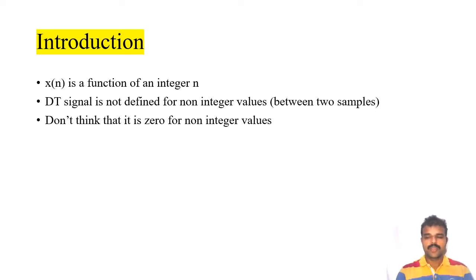For instance, we know the value of x of n at n is equal to 2 as well as n is equal to 3. However, we don't know what the value of the signal is at say 2.1 or 2.7 or 2.5 or any other point in between 2 and 3, correct? So x of n is a function of an integer n. So if non-integer values of n are given, we don't know what it is. The function is not defined. We don't know what the value of the function is in between two numbers. Hope you understood the idea.